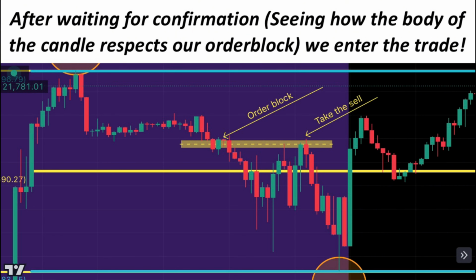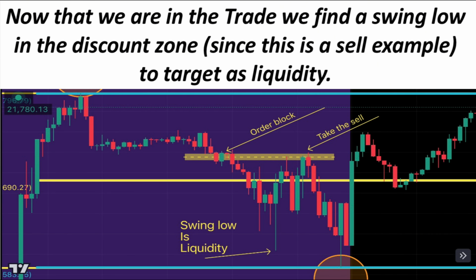After that, I begin to figure out where I should be getting out of the trade. Obviously, if you're getting into the trade inside of a premium zone, you want to look for something in the discount zone, something like a swing low or liquidity. Normally, a swing low is going to be the liquidity zone. Notice how this liquidity zone right here is in discount. So that is what I am going to target for my take profit.